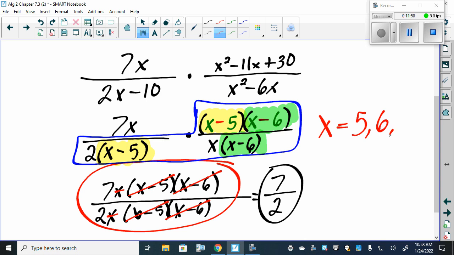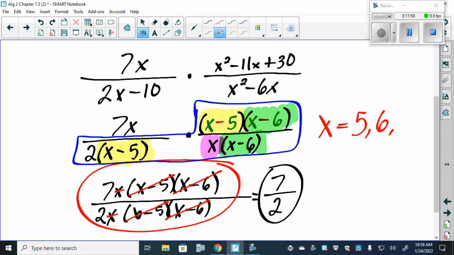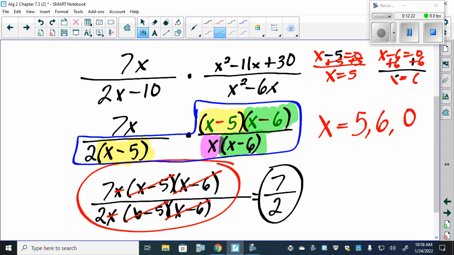But we do have one more. And that would just be our x. What value of x is going to make x 0? 0. And I mean, we could have set each one of these equal to 0. So x minus 5 is equal to 0. Add 5 to both sides, telling me x is equal to 5. We could have done the same thing with x minus 6 is equal to 0. Add 6 to both sides, telling us x is 6. So those two don't work. In the last one, I can set x equal to 0, and that's it.